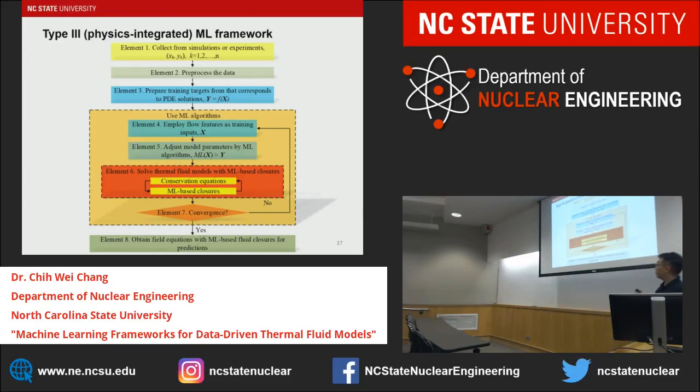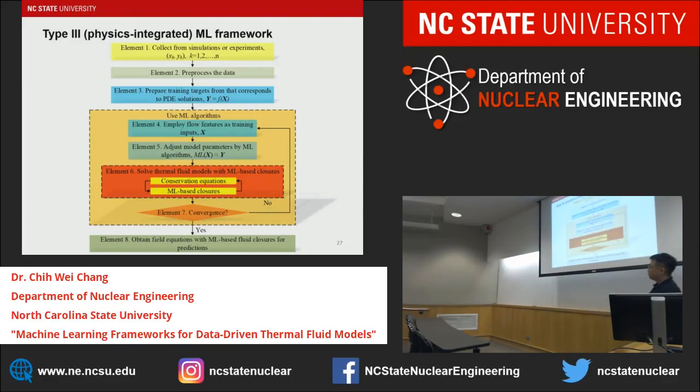Because in type 3 machine learning, the training process includes the solution of partial differential equations, and the model inputs come from the solution of those partial differential equations. So when we prepare the targets for the machine learning model, initially we have some guess about the value of the flow feature, then we feed those guessed values into our machine learning model to do some optimization, then implement this closure relation into a conservation equation, and then we compare the solution with the data.